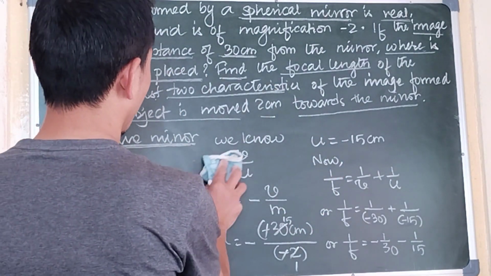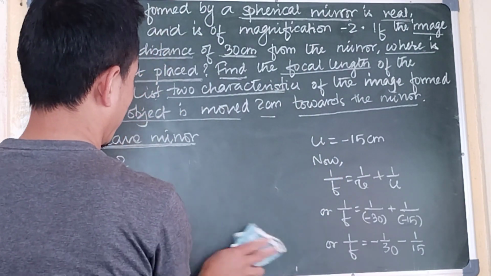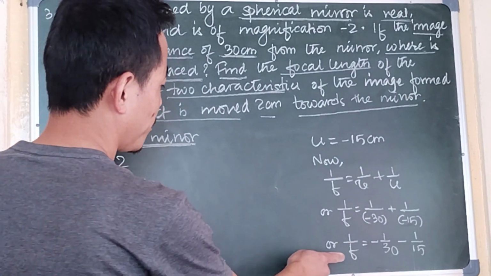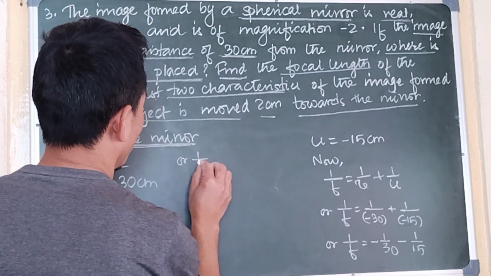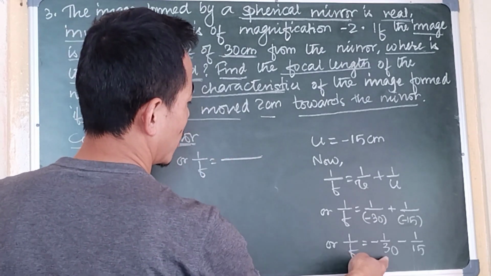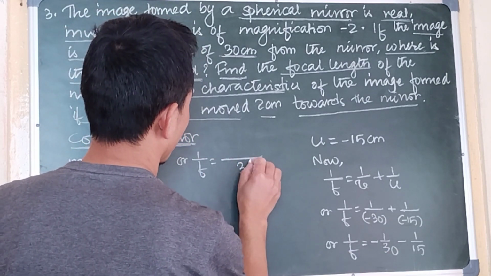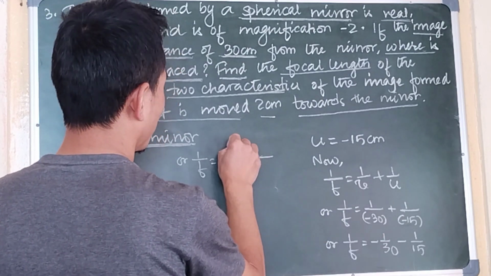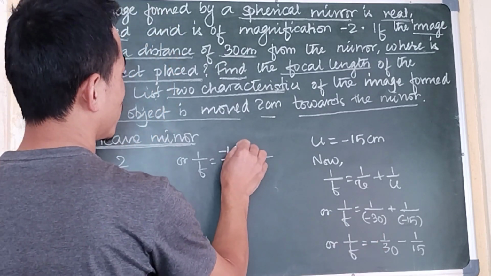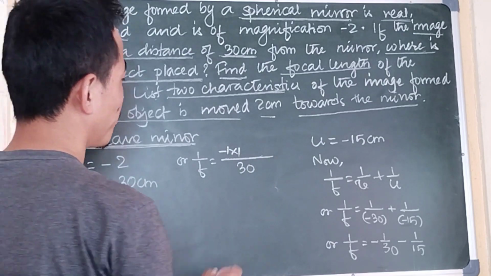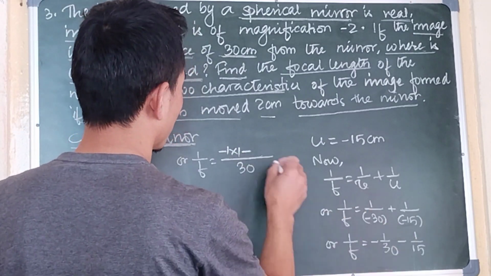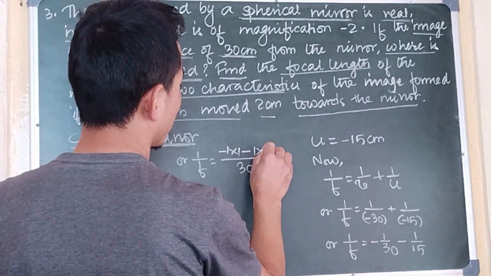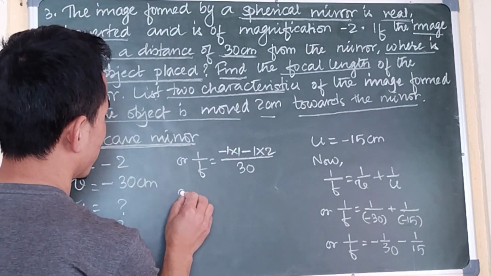Now let's take the LCM and see the value for F. The LCM of 30 and 15 will be 30 itself. So minus is there, here we have 30, 30 ones are 30, so this will be multiplied by 1. Then we have a minus sign, this 1 is there. For 15, here we have 30, so 15 twice is 30.